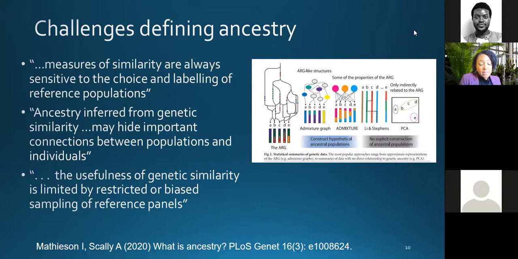They say geneticists may find it useful to refer to clusters of individuals as real populations as a shorthand and as an aid to discussing the results. But people in other fields could become confused. The limited or biased sample size of reference panels also finally limits the usefulness of these genetic similarities.